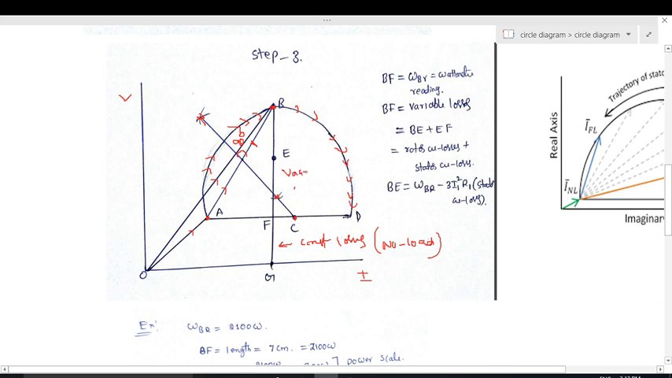variable losses, nothing but copper losses, which is the sum of stator copper losses plus rotor copper losses. B to F gives the blocked rotor test value. The blocked rotor test is nothing but to find the copper losses, so the wattmeter reading gives the copper losses. So the BF distance gives the variable losses. Generally, variable losses is the sum of stator copper losses plus rotor copper losses.